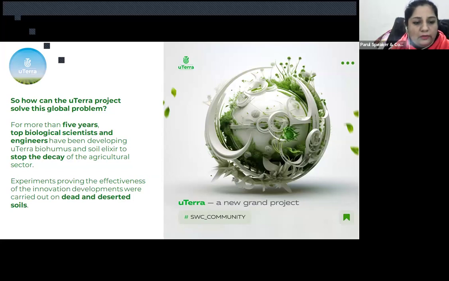It's not an invention of one or two days. It took a large period, like 5 years, and top biological scientists worked on it. So it is certified and tested. Experiments proving the effectiveness of the innovative developments were carried out on dead and deserted soils.